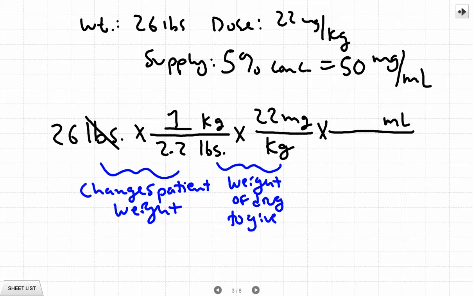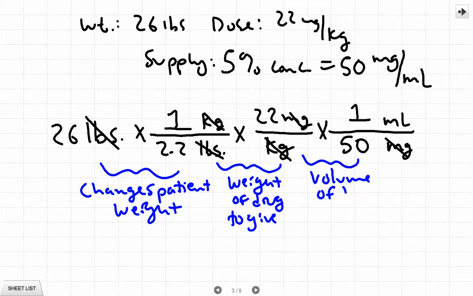If we're following the cancellations, we've canceled pounds to change the patient weight. We've canceled kilograms to get to milligrams to determine how much drug we need to give in milligram form. Now the last thing I want to do is use the concentration. I know 1 milliliter contains 50 milligrams of the drug. That will get rid of the milligrams, and I will be left with milliliters, and that's the form of the final answer. So this last step gives me the volume of drug to give.